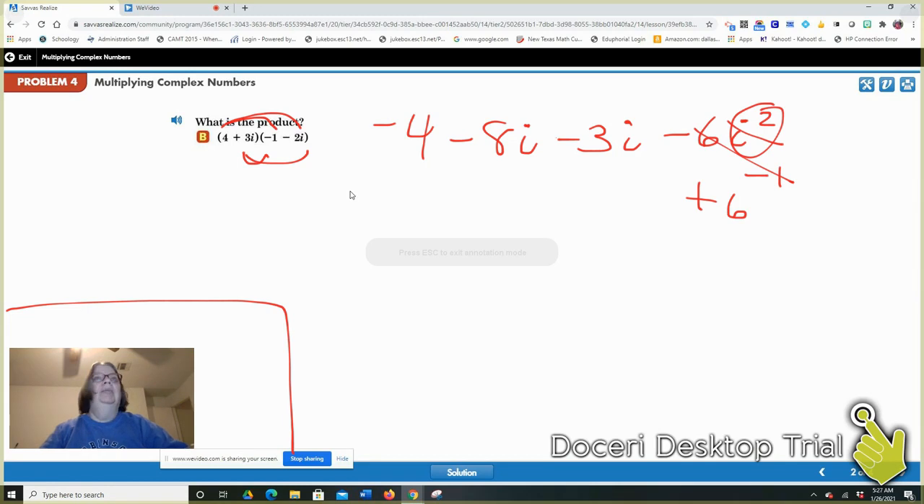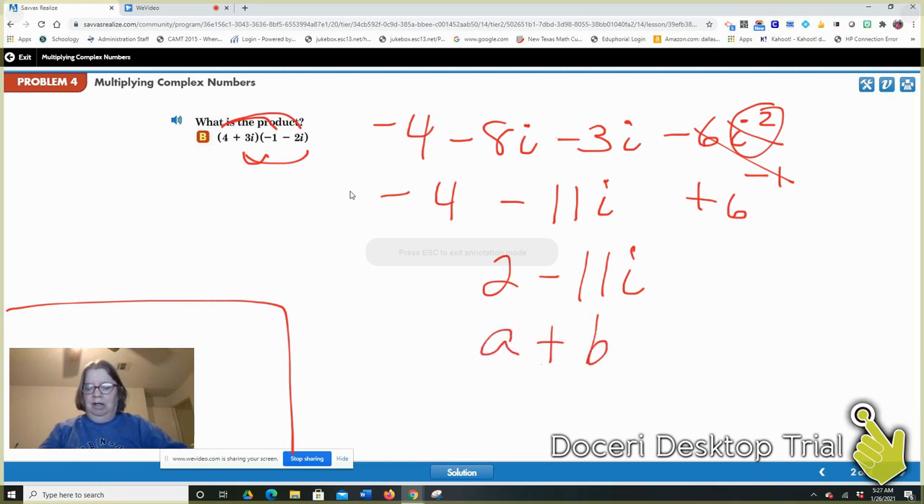What's negative 8i minus 3i? It's negative 11i. And then we have negative 4. What else can we combine? Negative 4 plus 6 is 2. And standard mathematical form is to write the real part first and the imaginary part next, a plus bi. In other words, you put the 2 first and the 11i next.